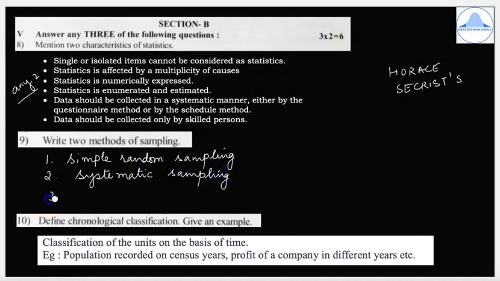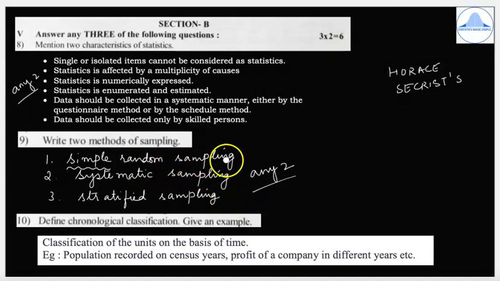And the third is stratified sampling. If you check my videos, you will get the explanation on all these 3 types of sampling, but there's no need to explain. Because they have said mention 2 methods of sampling, out of these 3, you can write any 2. And it is important that you include the word simple for random sampling.